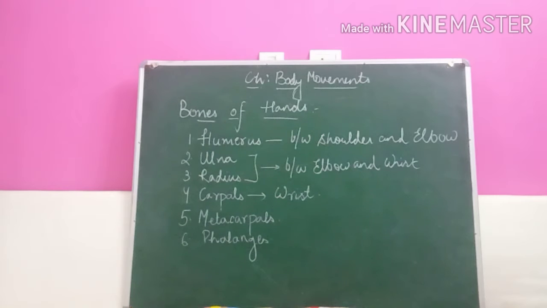So the bones of the hand are humerus, ulna, radius, carpals, metacarpals, phalanges. So humerus is actually present between shoulder and elbow. Ulna and radius are present between elbow and wrist. Carpals are actually present in your wrist, metacarpals are present in your palm, and phalanges are present in your fingers. So therefore you can say that 6 different bones form a complete hand.